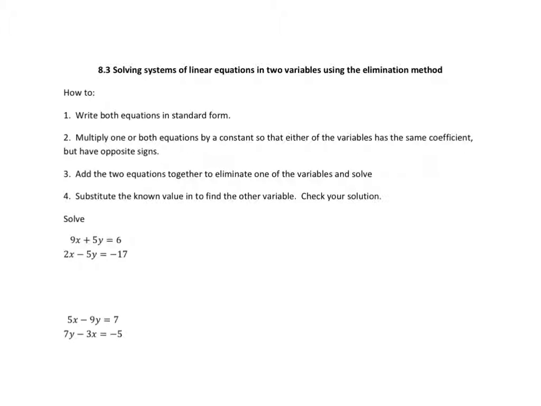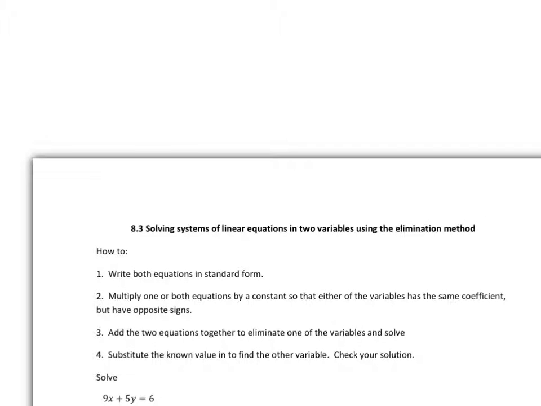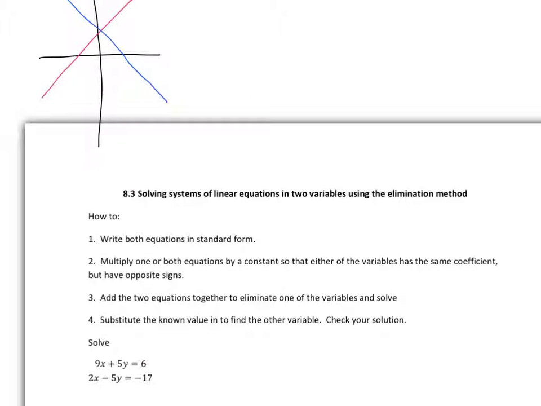Welcome to 8.3, solving systems of equations using the elimination method. In the past, 8.1, just to refresh your memory, was solving using the graphing method, where if we had a system of linear equations, we could graph each of them. Each of them is a line, and what we're looking for, the solution, is the intersection point of the lines.